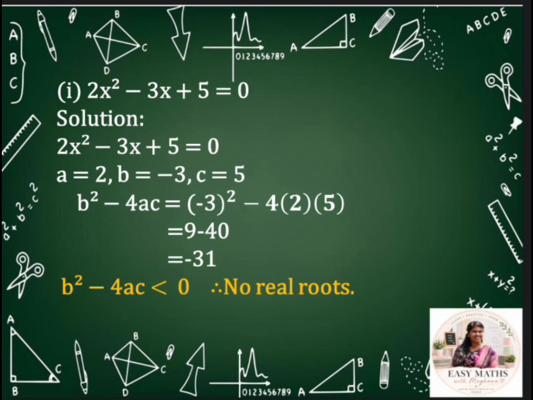Now, as I told you already, we have to use the formula of the discriminant. That is b square minus 4ac, substituting the values of a, b and c. Here b is minus 3 whole square minus 4 into the value of a, which is 2, the value of c, which is 5. So minus 3 into minus 3 is plus 9, minus 4 into 2 is minus 8, minus 8 into 5 is minus 40. So 9 minus 40 is nothing but minus 31. Here the value is less than 0. Therefore, no real roots are present here.